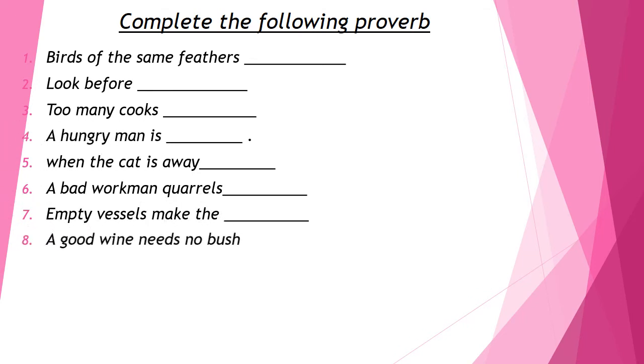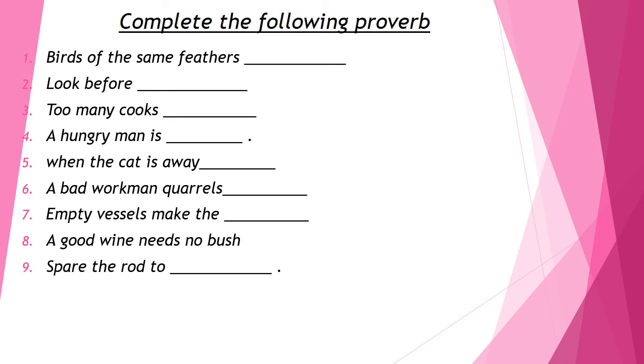Look into this again. A good wine needs no bush. Whenever you are doing something good, or whenever you have produced something which is good, you don't need to hide yourself. You be open. So good deeds or good things are always done in the open, in broad daylight. Somebody who is always hiding is doing something which is wrong. So a good wine needs no bush.